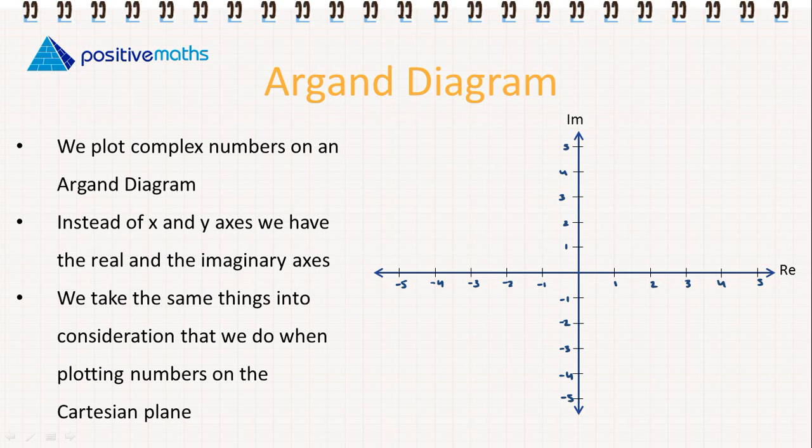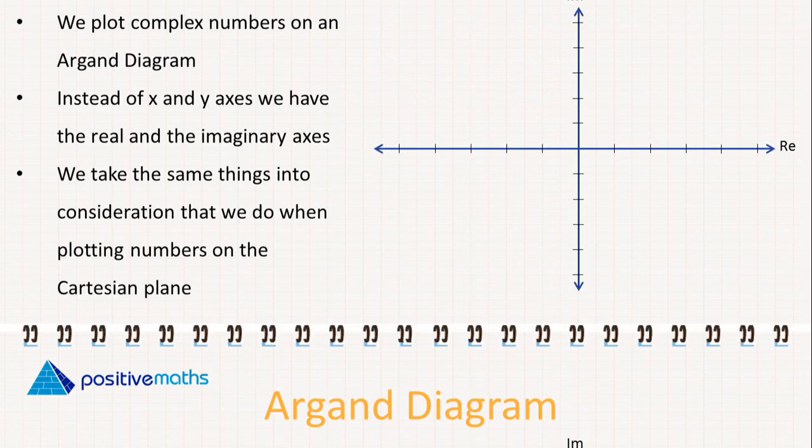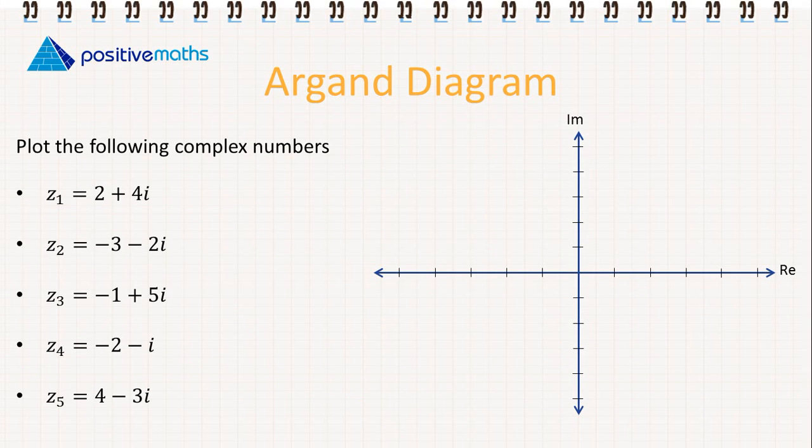So one thing to note, the y-axis is our imaginary axis. However, we don't fill in 1i, 2i, we just fill in the imaginary part. So that's just the numbers. So now let's work on plotting these numbers. So again, we need to make sure that we fill in our numbers accurately.